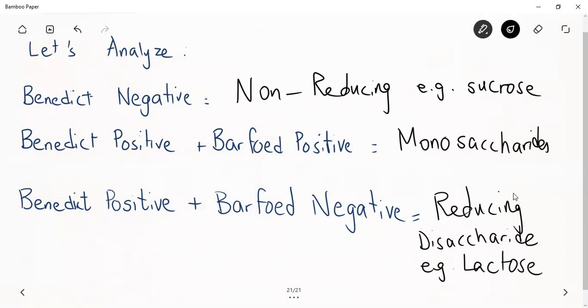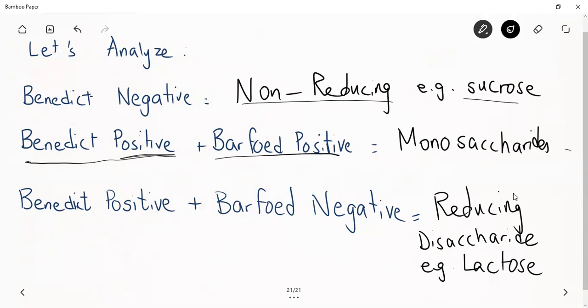Let's repeat this. I have an unknown in beaker A. I did Benedict test. It was negative. So my conclusion is it's non-reducing, and I'll stop here because it's non-reducing. I have another unknown in beaker X. I did Benedict, it was positive. After Benedict is positive, I will not stop. I'll do Barfoed. Barfoed is also positive. So the unknown is monosaccharide.